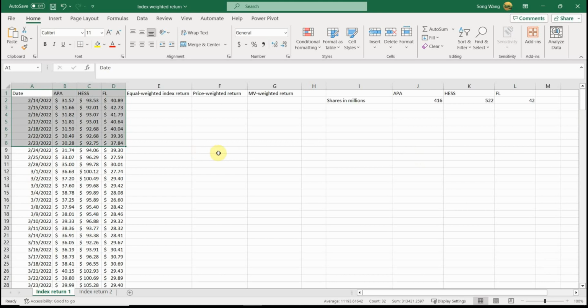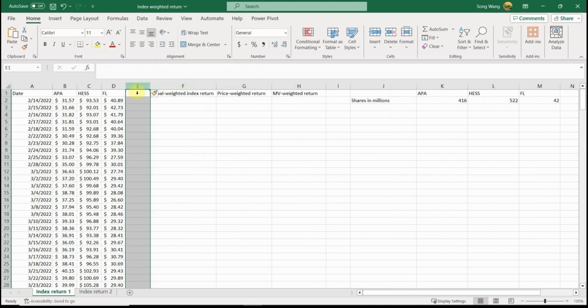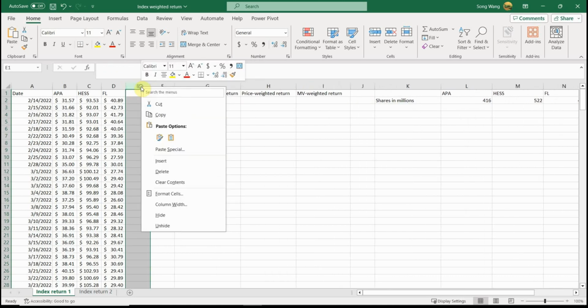I just assume the entire market or the entire portfolio consists of these 3 stocks only. Then I need to calculate the equal weighted return, price weighted return, and the market value weighted return for the entire index based on the 3 stocks. The first thing I should do is get the returns of individual stocks. So let me just insert cells, 1, 2, and 3.